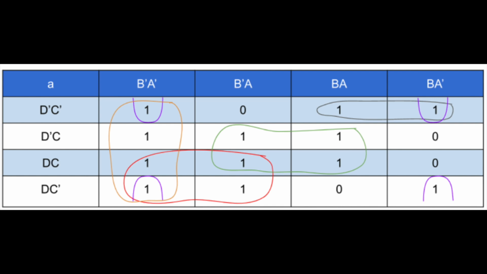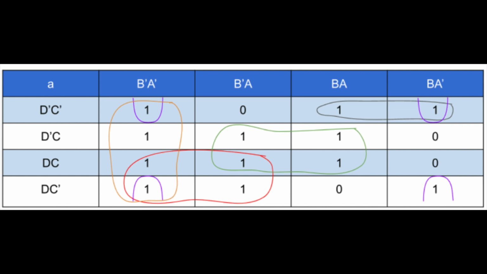Now, the next one, the orange group, contains either D/D prime or C/C prime. So that means only B prime and A prime, in this case, if we look at the table, have to be true for it to work. So as a result, this group results in a logic of A prime, B prime. Now the green group contains either B/B prime or D/D prime, meaning only A and C must be true. And as a result, this group results in a logic of AC.